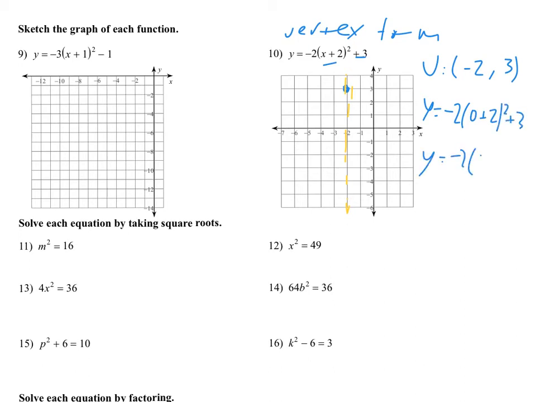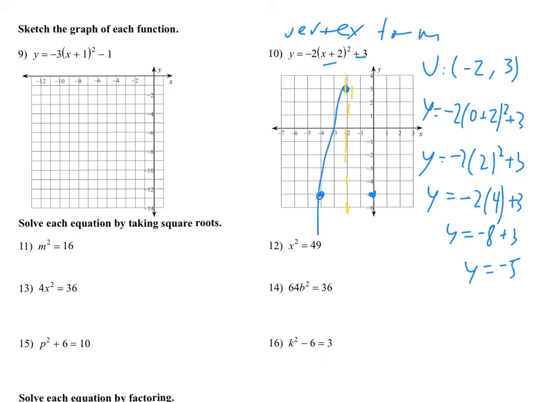So negative 2 times 2 squared. Got to do my PEMDAS here. So then the exponent would turn this into 4. So then negative 8 plus 3 is negative 5. So I'm going to put a point right there at the y-intercept at negative 5. And then there's another matching point on the other side of the axis of symmetry. So I can draw my parabola. Let me try that again. That's a little bit better, like that.